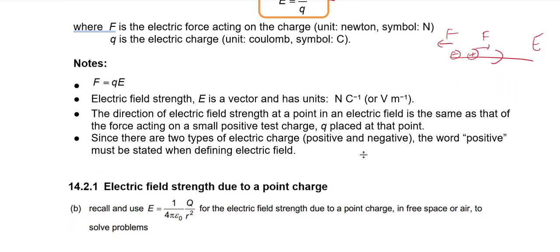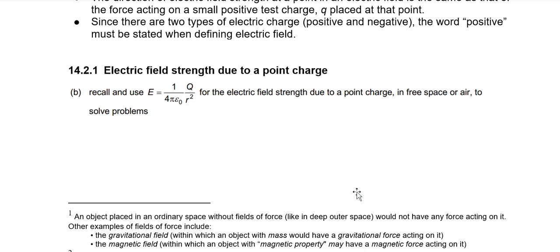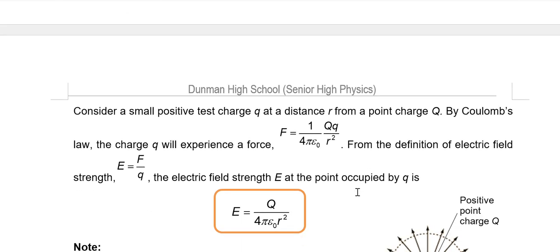Moving on to the LO, the next part requires us to know E equals 1 over 4 pi epsilon naught times Q over r squared is the electric field strength due to a point charge. This formula is only applicable to a point charge, so don't anyhow apply it to, for example, parallel plates. This formula is only for point charge. So how do we acquire this formula? It's not difficult if you think about it. It's very similar to gravitation.